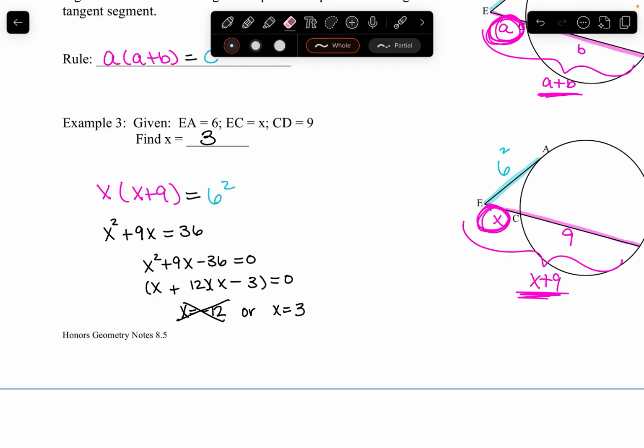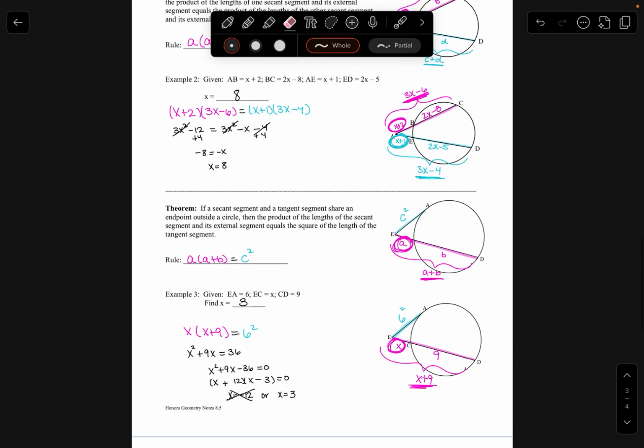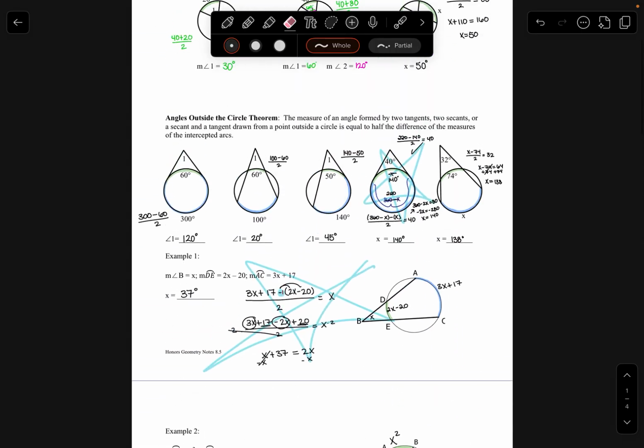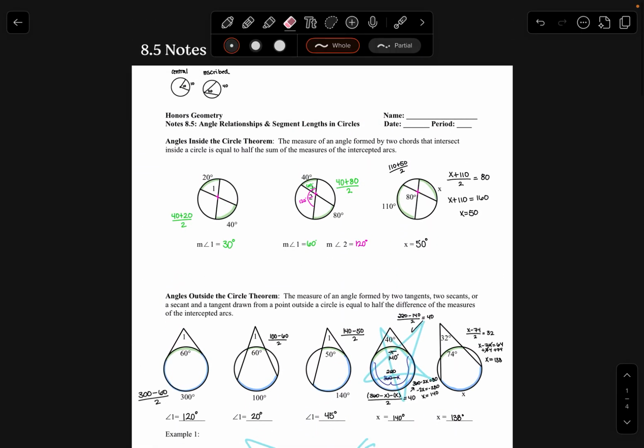And you guys, that's it, okay? Lots of rules. I totally understand. It's a little crazy. I get it. But just know that these things take practice, practice, practice, okay? You'll be fine, I promise.